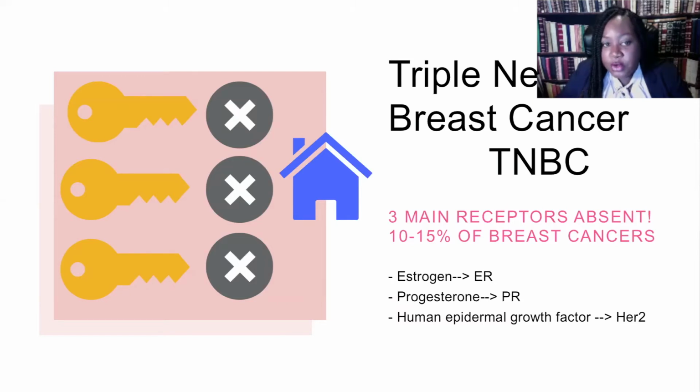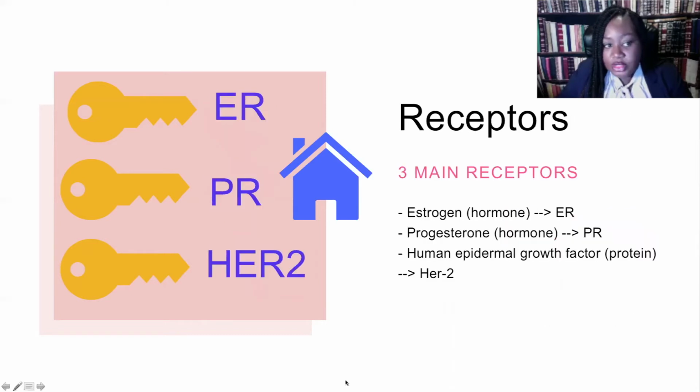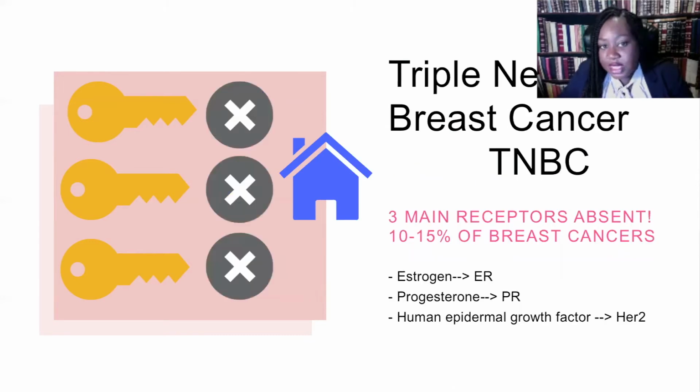So it's important to understand the difference between receptors: ER, PR, HER2. Any particular breast cancer can be ER positive, it can be PR positive, it could be ER and PR positive, it could be ER, PR, and HER2 positive. However, it can also be triple negative, which is negative for all three of those keys.